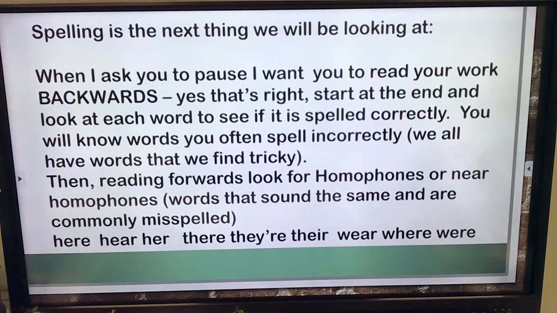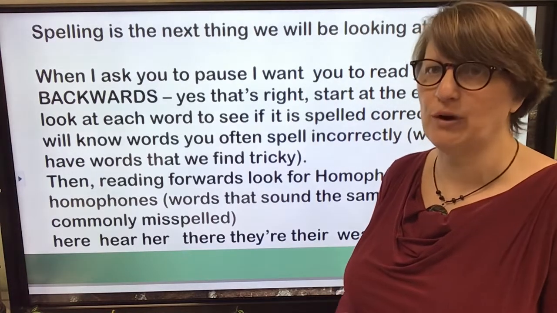Then, reading forwards, I want you to look for homophones or near homophones. Those are those words that sound the same or nearly the same and are commonly misspelled. Things like here and hear, there and their, where and were. Look at them in your work. Have you got the right one?